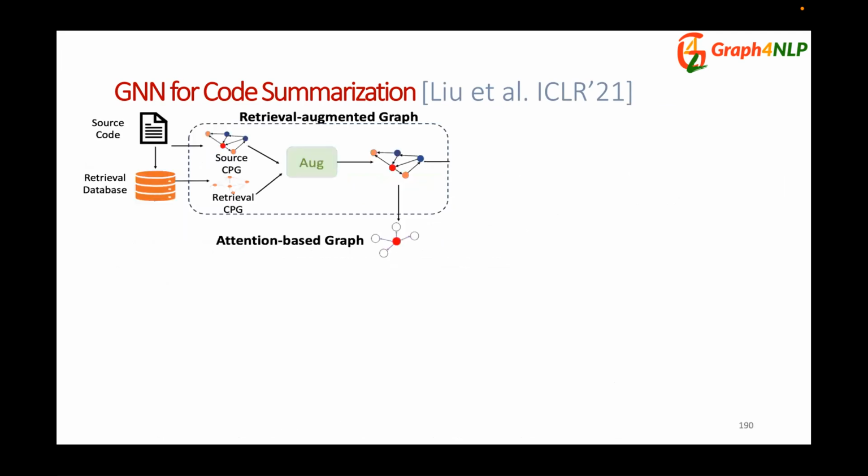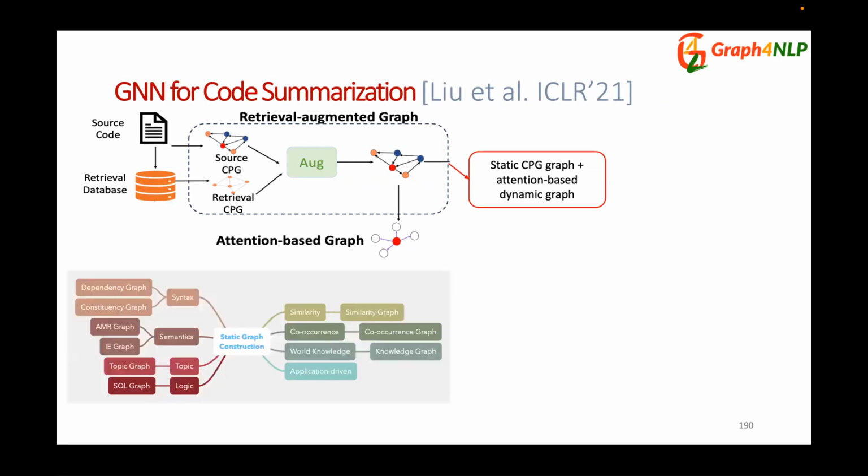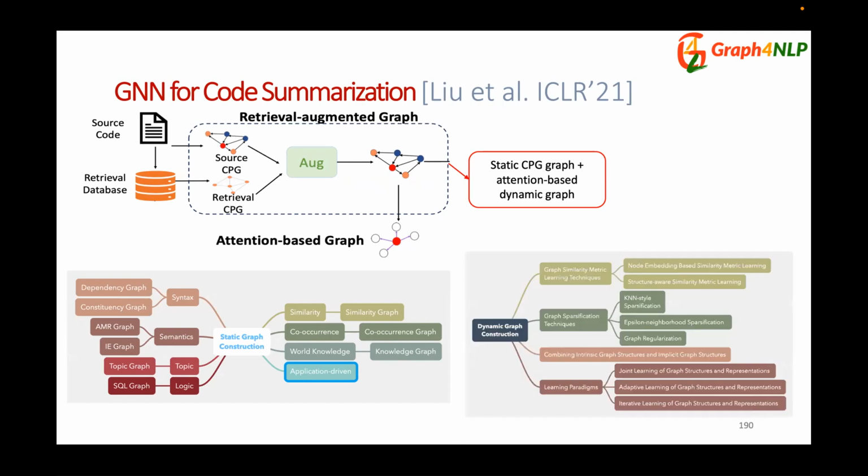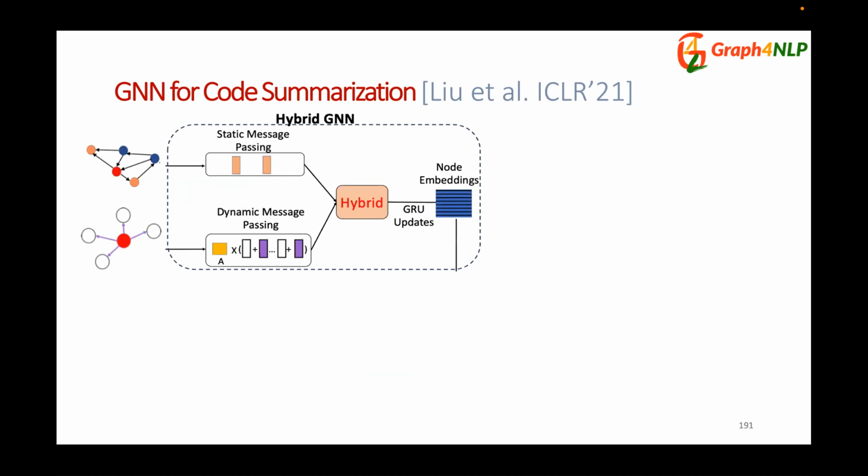Specifically, as for the graph construction part, they proposed to combine the static code property graph and the attention-based dynamic graph. As for the dynamic graph, they applied a structure-aware similarity metric learning to utilize the edge information of the intrinsic static graph, which we have already introduced previously when we talked about the graph construction for NLP.